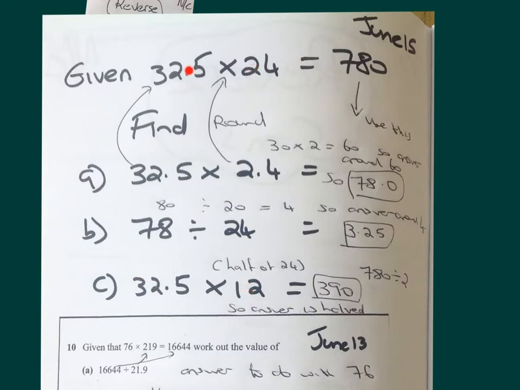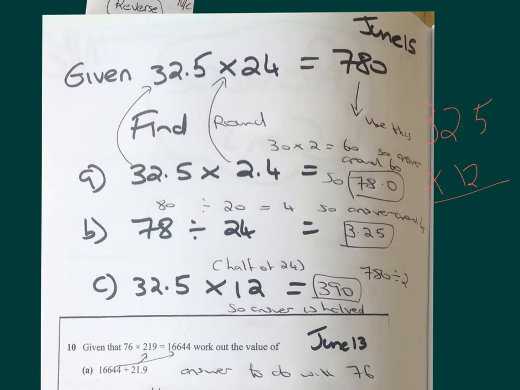So there's the 32.5. That 12 is half of that, which means our answer must be half of that. Has to be half of that. Now, if you're not too sure, just take yourself over to the side of the page and do 32.5 multiplied by 12. 32.5 multiplied by 12.